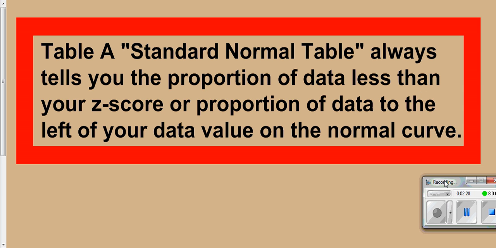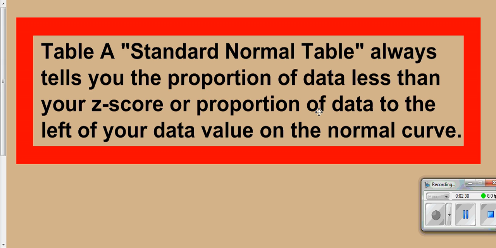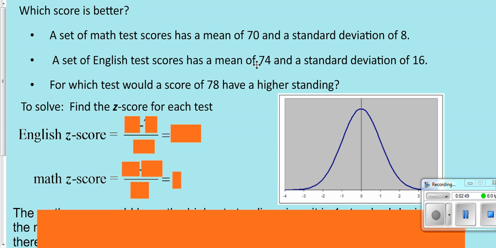Once again, just for clarification, if it's in big bold print, boxed in a big red box, well, you must know it's important. It says Table A tells you the data that's less than. It always tells you what's less than or what's below. Remember that!